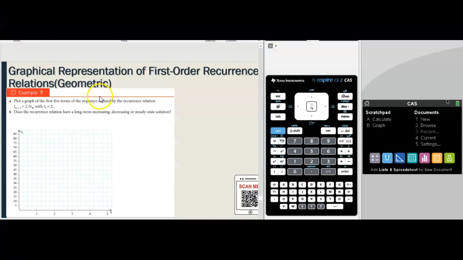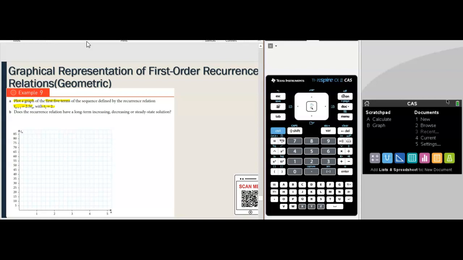Okay. Now let's look at how to solve example 9. So they want you to plot a graph of the first 5 terms of the sequence defined by the recurrence relation with this. So they want you to plot the first 5 terms. That means your N being from 1, 2, 3, 4, 5. There are 5 of them. You're supposed to plot the graph here.